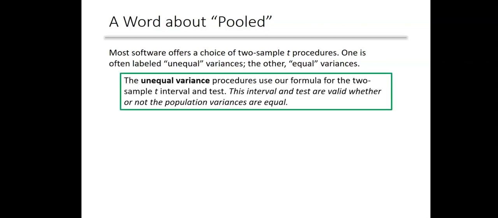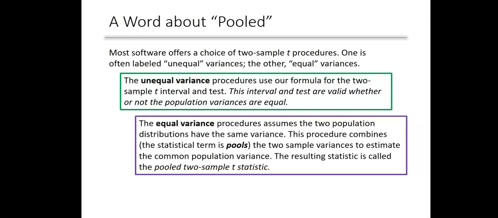There are two types of variance. Sometimes we have unequal variance. This interval tests valid whether or not the population variances are equal, or we have equal variance procedures where we assume the two populations have the same variance. This procedure would combine, or pool, the two sample variances to estimate the common population variance. The resulting statistic is called the pooled two sample t-statistic.